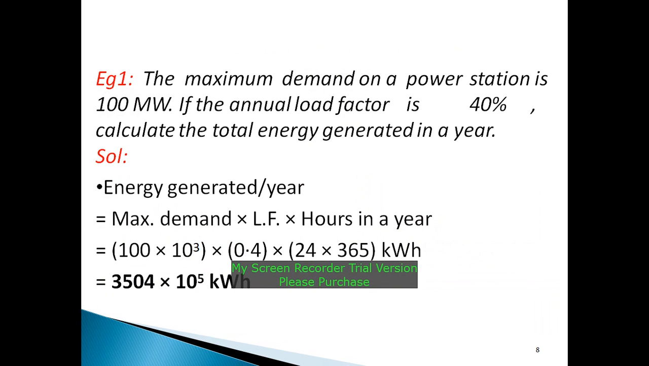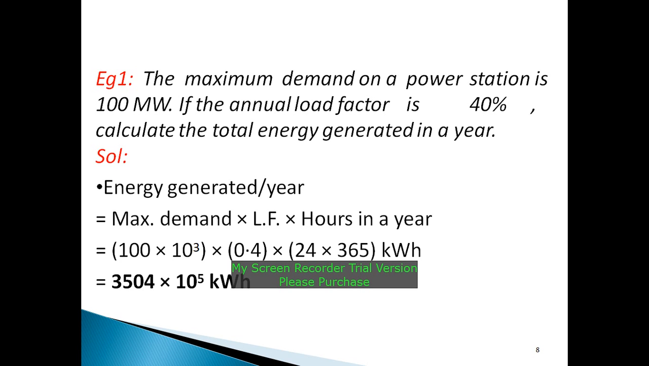Now we will see the different problems dealt with in load characteristics. The first problem: the maximum demand at the power station is 100 megawatt. If the annual load factor is 40%, calculate the total energy generated in a year. We know what load factor is, so from that we can calculate the total energy generated in a year.